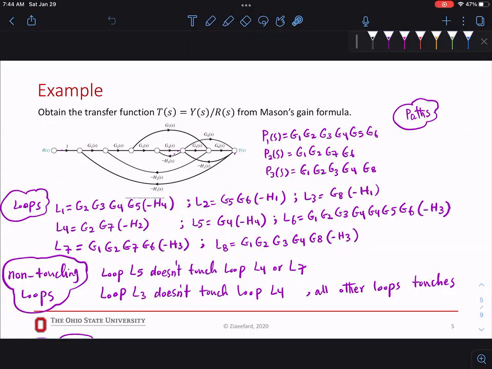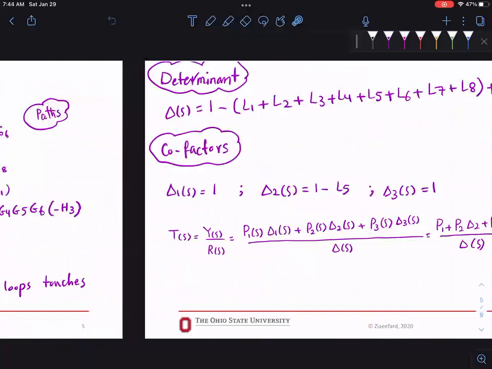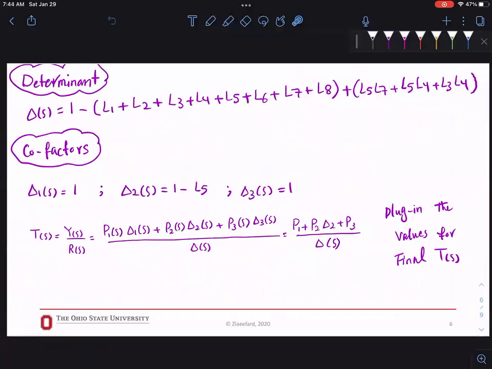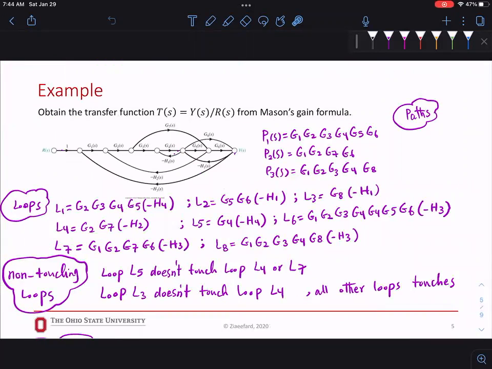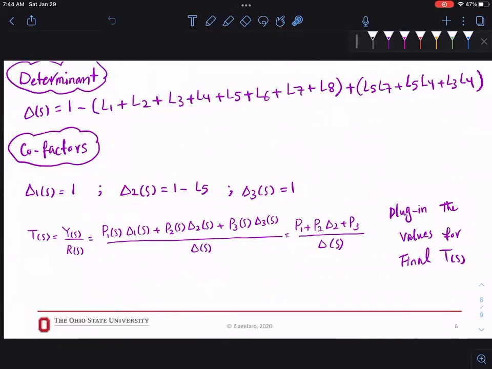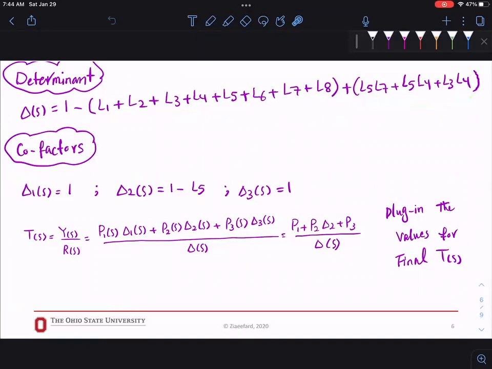Now, we will start writing our gain formula. Well, we still have to find our determinant. So now the determinant is 1 minus all the loop gains L1 through L8, right? So that's the first part, plus the two non-touching loops. We found that there are only three cases: L5 times L4, L5 times L7, then L3 times L4. We will write them here, and that's it. There aren't any three non-touching, and we're done.